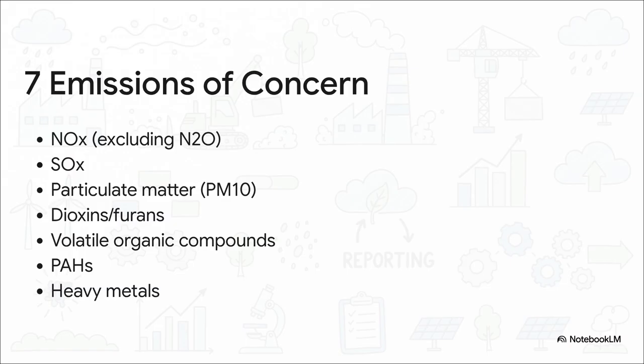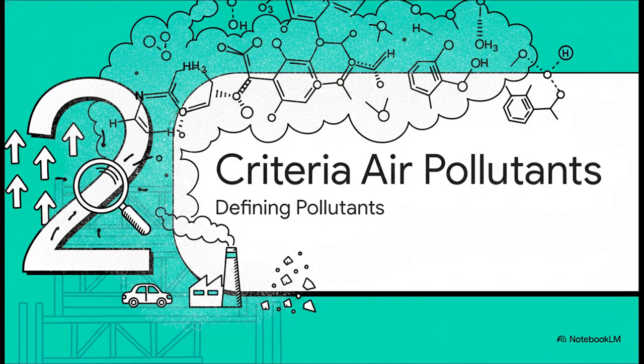That brings us to our main cast of characters. The standard flags 7 specific emissions of concern. We're talking nitrogen oxides, sulfur dioxides, particulate matter, dioxins, volatile organic compounds, polycyclic aromatic hydrocarbons, and heavy metals. Basically, this list is the exact air quality dashboard that regulators and savvy investors are keeping a very close eye on.